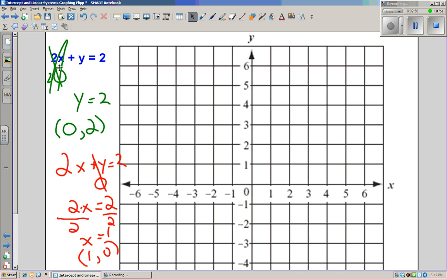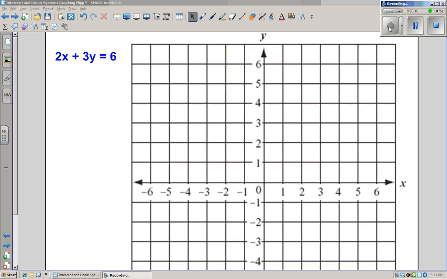So when I graph those, I'll start with my first one. That's over 0 up 2. And these are all color-coded for you. And then my x is 1, my y is 0. And again, we have graphed our intercepts.